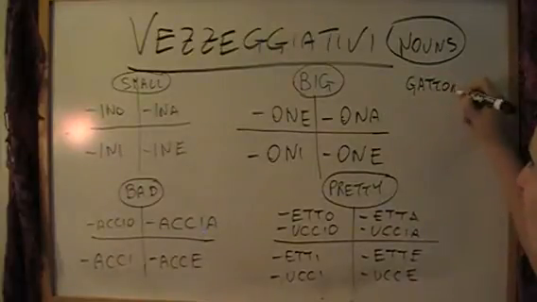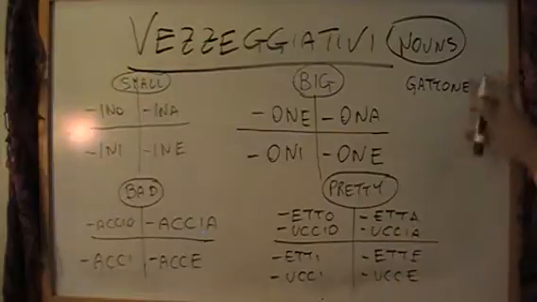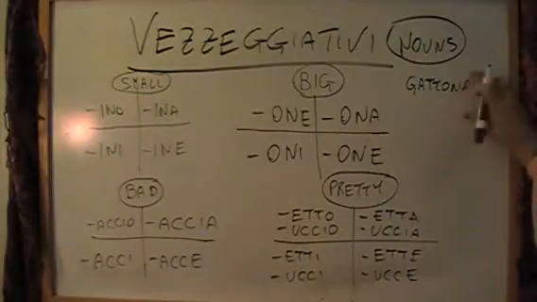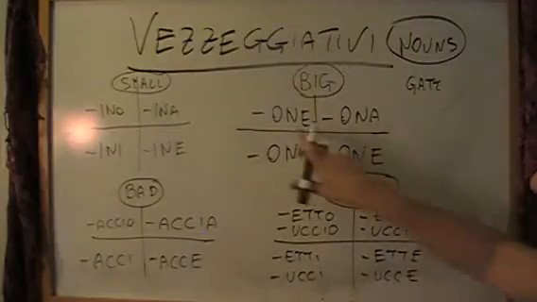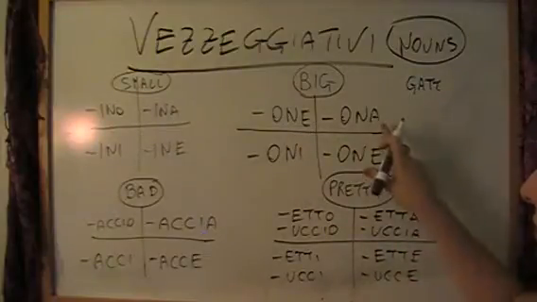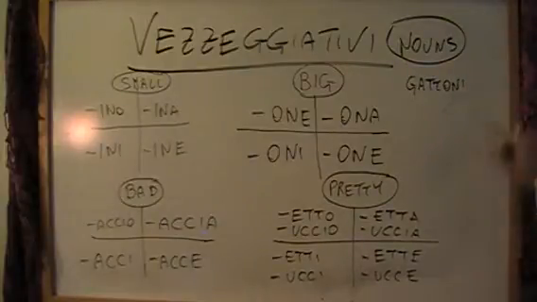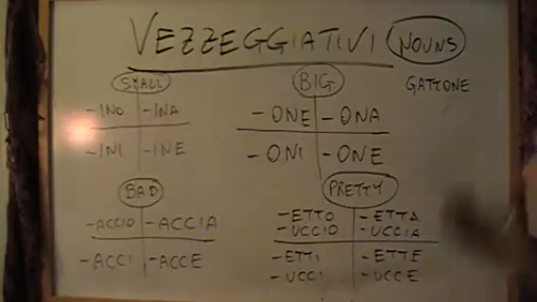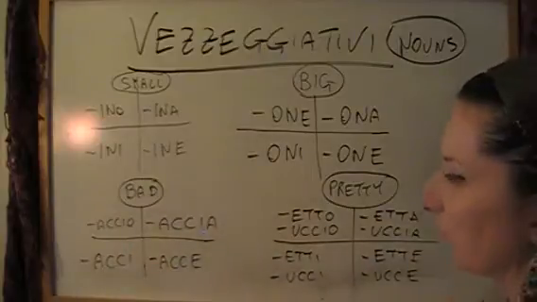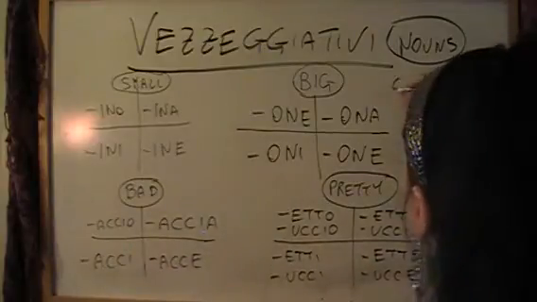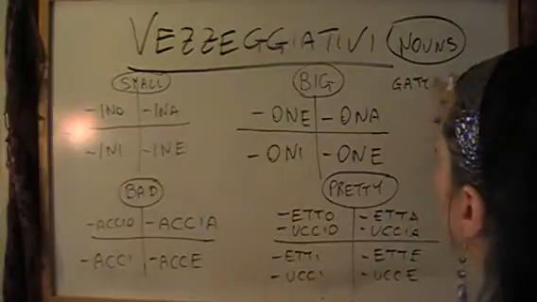So gattone is a big male cat. Gattona: what you do, the word is gatto, you delete the last letter and you add the desinence. So gattona is a fat, big female cat. Gattoni, they are big male cats. Gattone, very, very big female cats. Then if a cat destroys your kitchen and makes a lot of disaster, you can call it gattaccio, bad cat. So it's gatto, you just delete the O, you add accio.